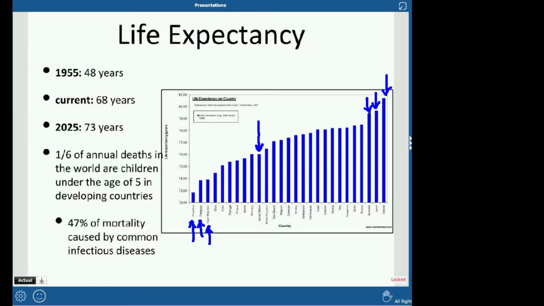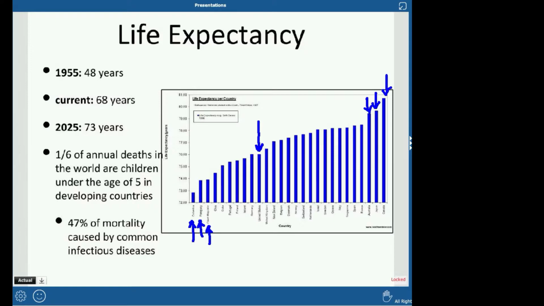Okay, so we are right in between Germany and the UK. It's interesting that we don't have the highest life expectancy, because we kind of think that we're this great, best country, but in terms of life expectancy, we're not.